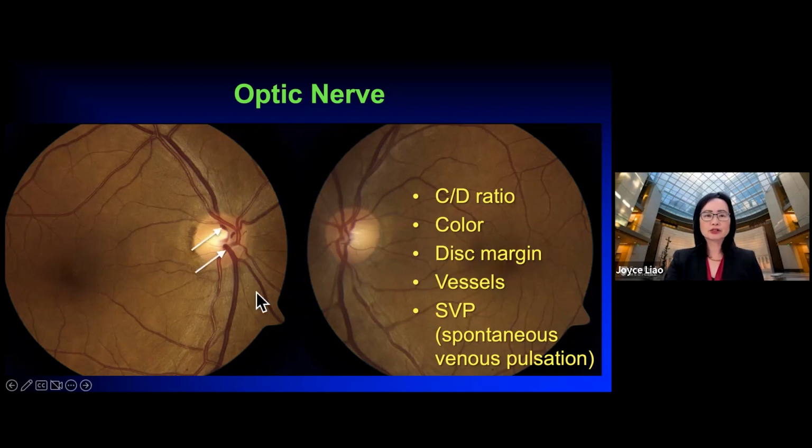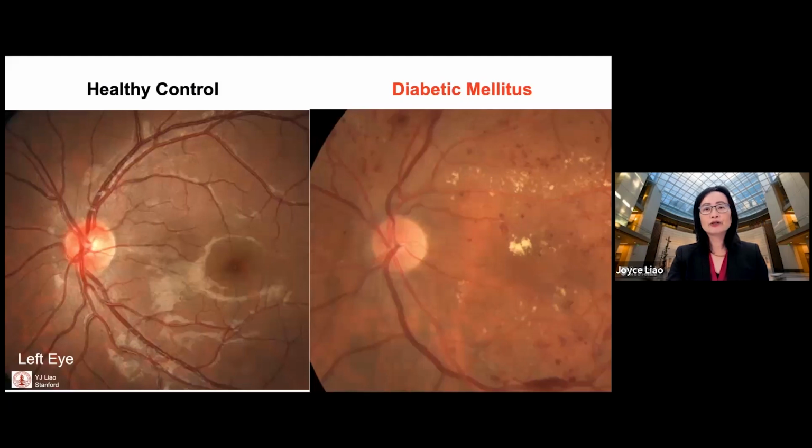The blood vessels, such as the veins, are pointed out by the arrow there. We can see what's called spontaneous venous pulsation, which is an indicator of the intracranial pressure relative to intraocular pressure. And if we can see the presence of spontaneous venous pulsation, that means the brain pressure is normal at that moment.